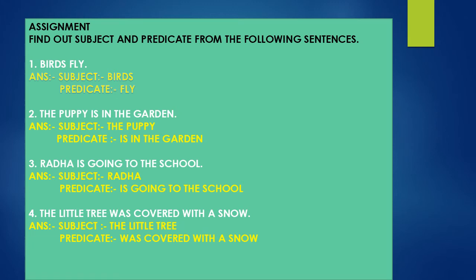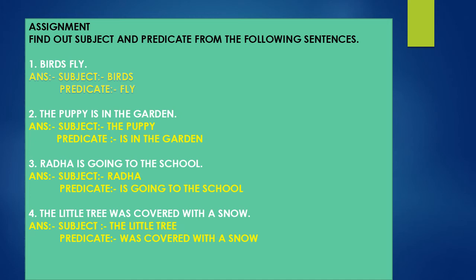Second example, the puppy is in the garden. So we are talking about the puppy. So the puppy is the subject and predicate is in the garden. What are we saying about the puppy? That the puppy is in the garden.